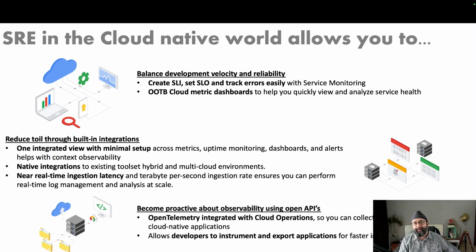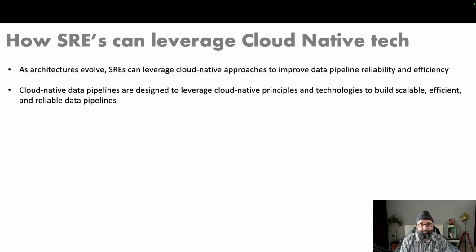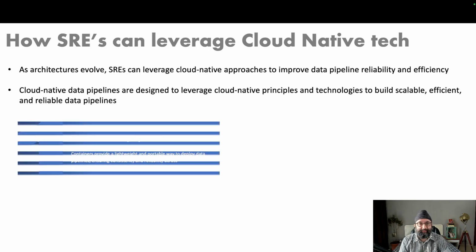Right? And then becoming proactive about observability using open APIs. So we spoke in the last topic about open telemetry. So open telemetry already integrates with all the leading cloud providers, so you can collect and export data into your cloud native applications. Now, how SREs can leverage cloud native tech. So as SRE architectures evolve, SRE can leverage cloud native approaches for pipeline reliability and efficiency.